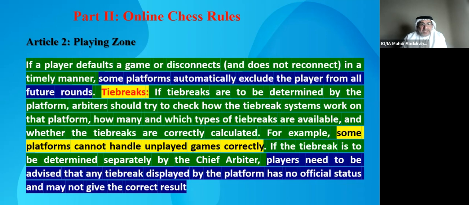For example, some platforms cannot handle unplayed games correctly. If the tie-break is to be determined separately by the chief arbiter, players need to be advised that any tie-breaks displayed by the platform have no official status and may not give the correct result. This is a problem that always happens, not giving the correct result. And some platforms give 3 points for a win, 2 for a draw, and some give 2 and 1. But if you use Swiss Manager, it will always be 1, 1/2, 0.